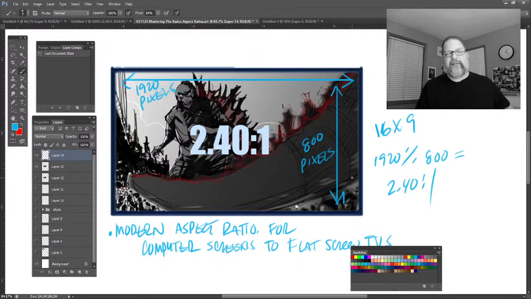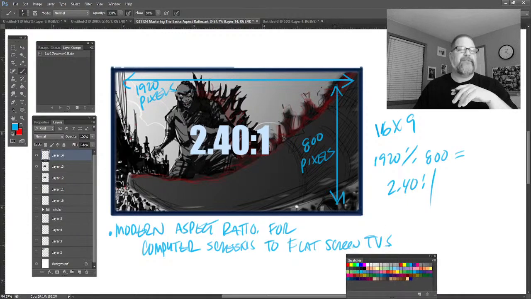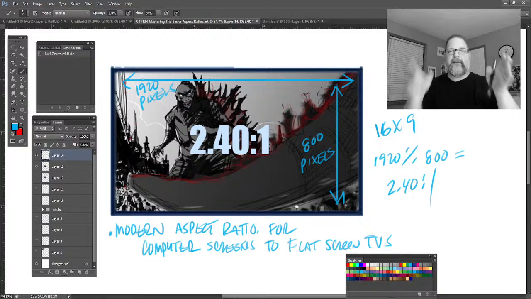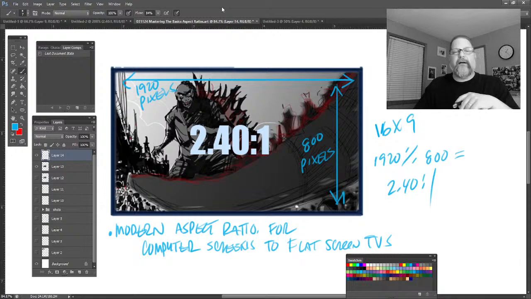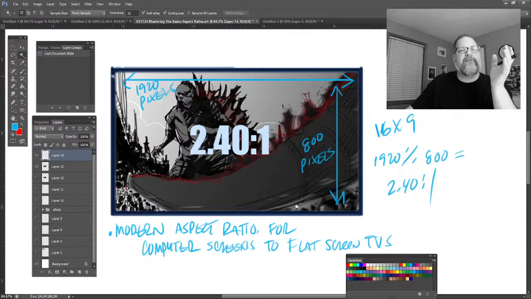Sitting there chatting. Okay, so again, the 2.40:1 is your modern aspect ratio for computer screens and flat screen TVs. You have 1920 pixels laterally to 800 pixels high, and when you divide 1920 by 800 it equals 2.40, which we say is 2.40 to 1. That's how that ratio works right now. We use that, and we either do a 16 by 9 scenario in terms of our modern television sets.